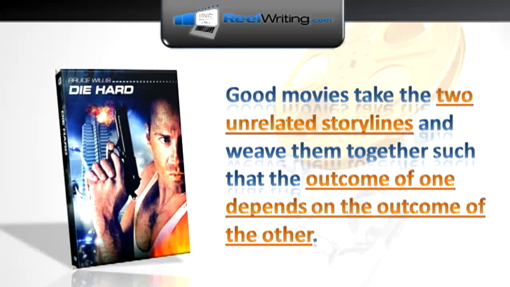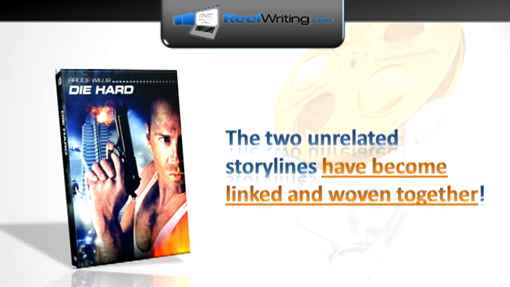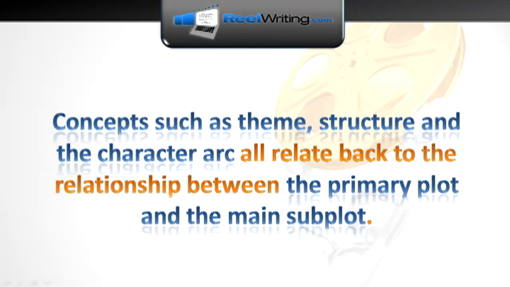And this happens at the end of the movie, at the climax. You see, at the climax, the resolution of the hostage situation becomes a personal issue that is now directly related to why the main character is there in the first place. The two unrelated storylines have become linked and woven together. But the truth is, there's much more going on in Die Hard in terms of these dual-tiered storylines. Concepts such as the theme and the structure and character arc, all of these things relate back to the relationship between the main plot and the main subplot.